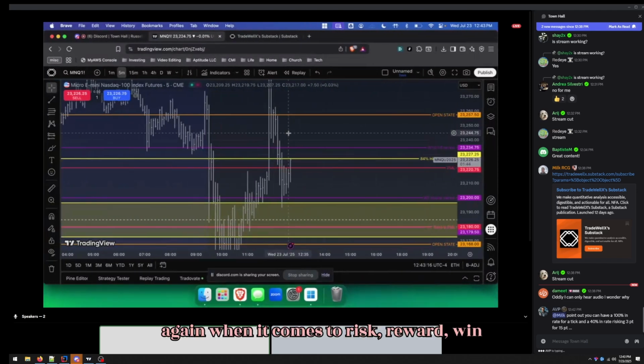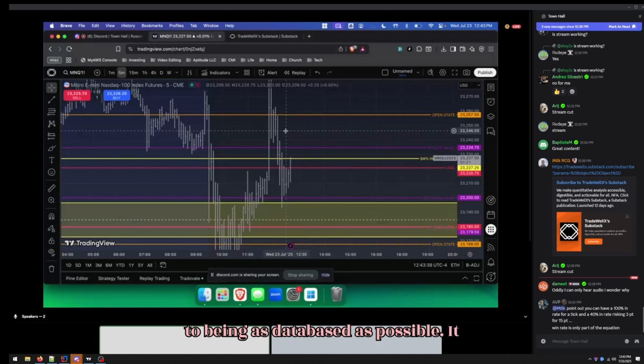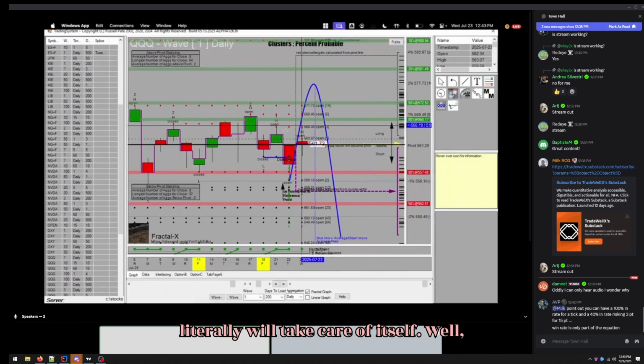But again, when it comes to risk to reward and win rate, I think one of the reasons why that kind of language has been forced upon people is because of the prop firm world, and I mean they have businesses as well, but don't allow that to warp your approach to being as data based as possible. It literally will take care of itself.